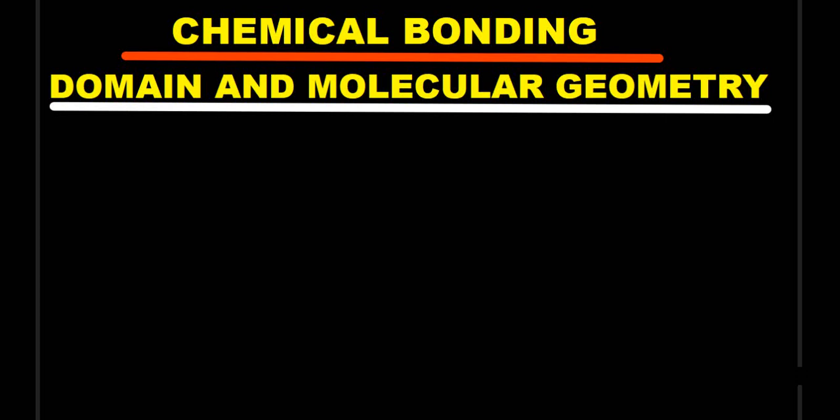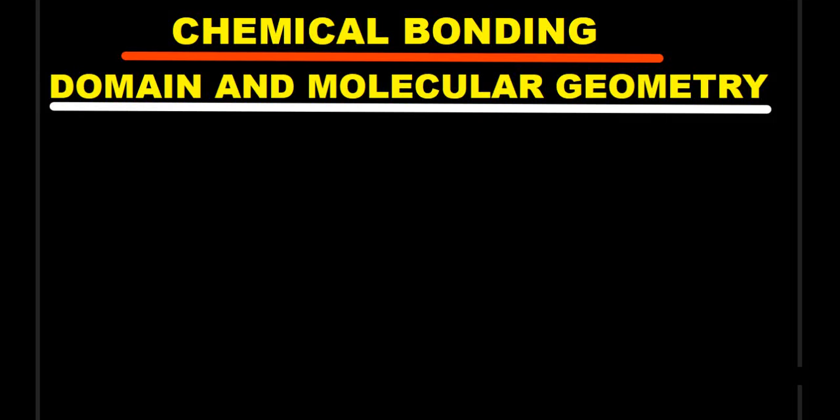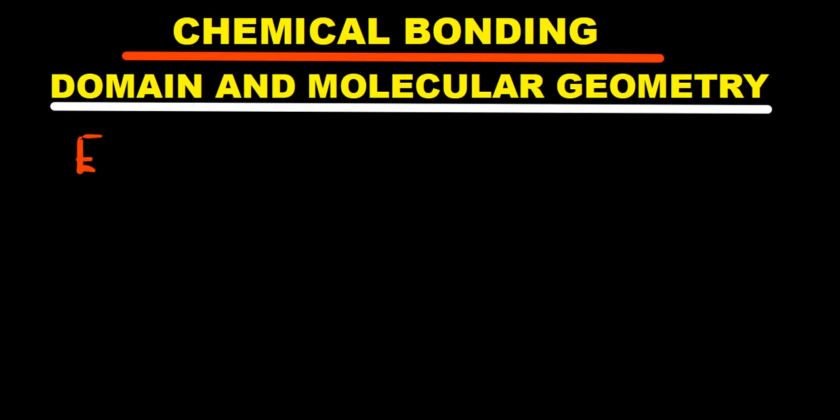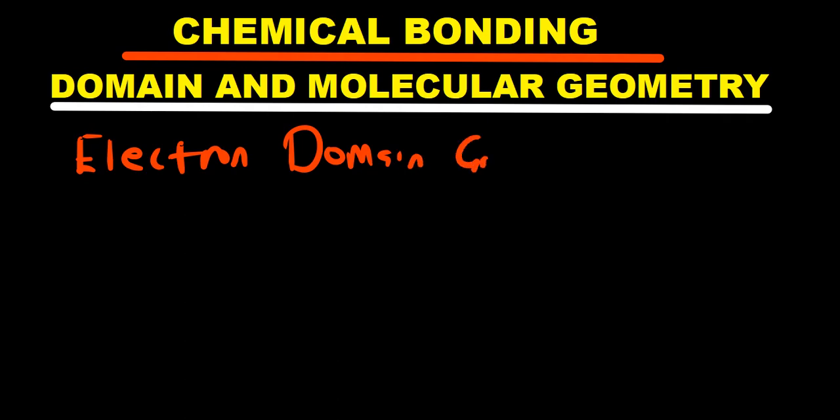In this session of chemical bonding, we're going to talk about the electron domain and the molecular geometry. Now, this is called the electron domain geometry. You know that geometry, we're just talking about the shape of an element. Now, what is this electron domain geometry?